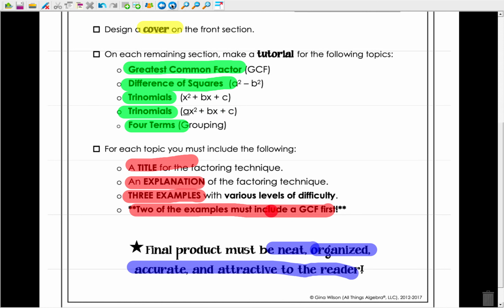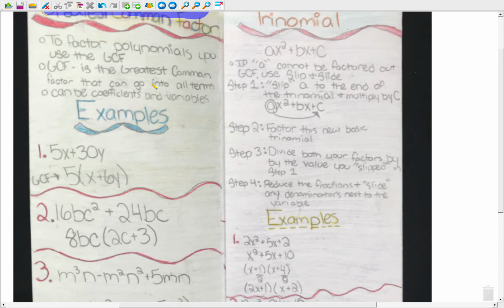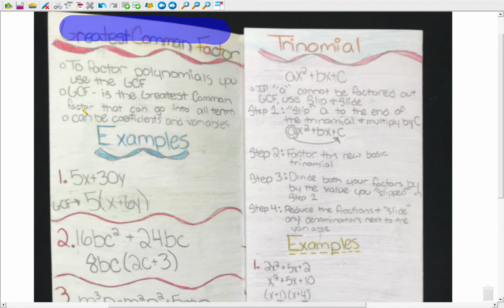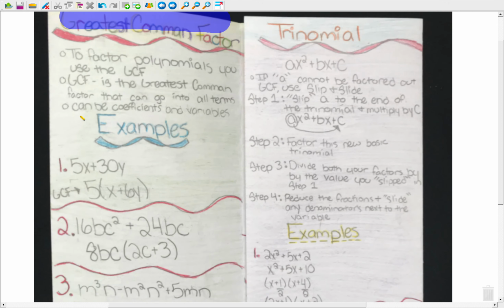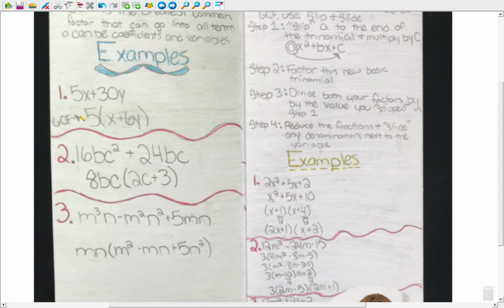So let's flip through and see what these 5 things look like. Because I remember I told you it was the greatest common factor fold. For the greatest common factor fold, see, that's when you open it up. You will see the greatest common factor at the top, written as the title. And then look under here. There are instructions and there are examples that have been worked out.